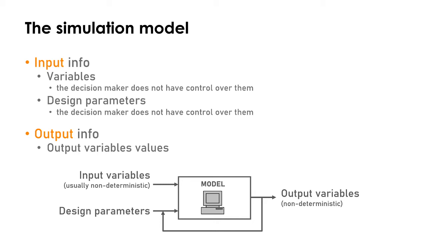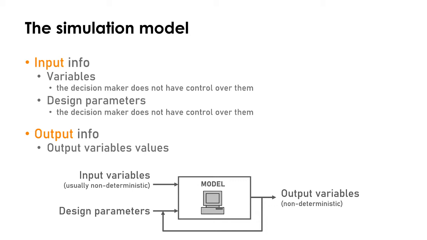customers. Second, we also have design parameters, which is the information that reflects the things we can change in our real system and over which naturally we have control. And we want to explore different values for these design parameters. In our case, that was the number of operators and the number of dispensers.